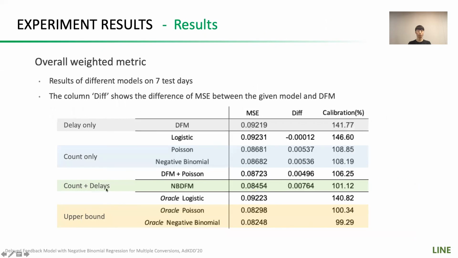Here, the table shows that our MBDFM is the best in terms of both MSE and calibration, except for the Oracle models. And models considering only one of delay or count tend to have a high calibration, which denotes the conversions are under-predicted. We also show daily results in the paper.